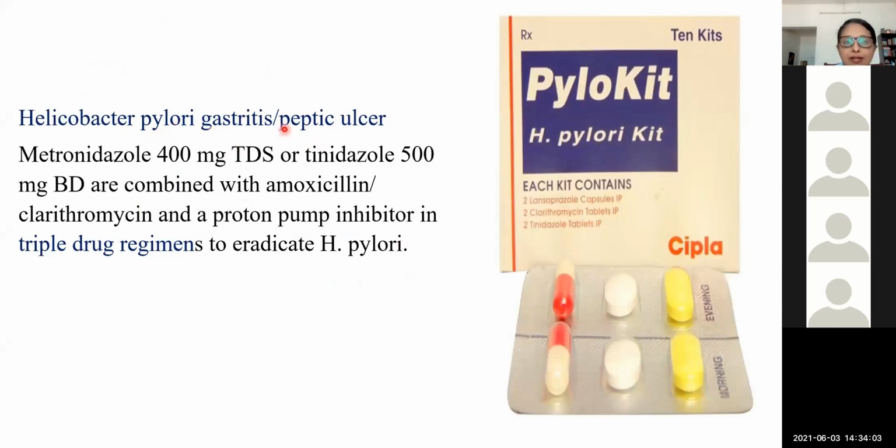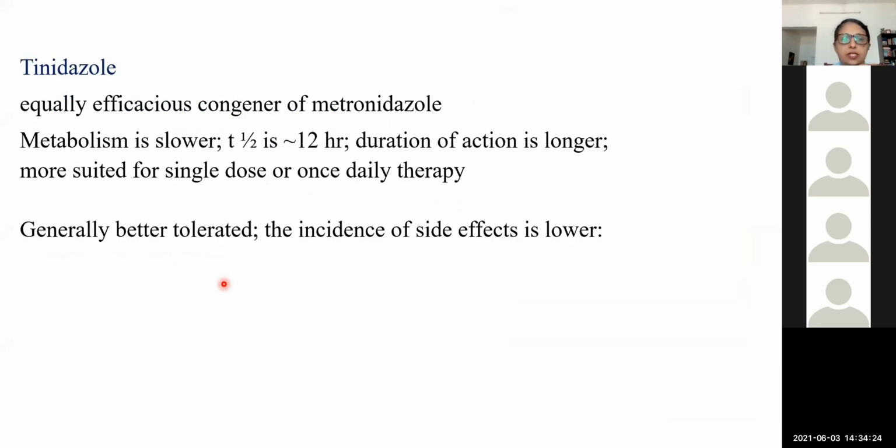So that means usually it is in the chronic stage. We will give it for the eradication of Helicobacter pylori. So, anti-H. pylori treatment. It is a triple regimen we are using. Now we will go to other drugs, I mean, other nitroimidazoles. First we saw metronidazole.